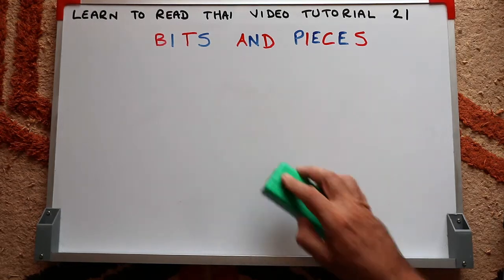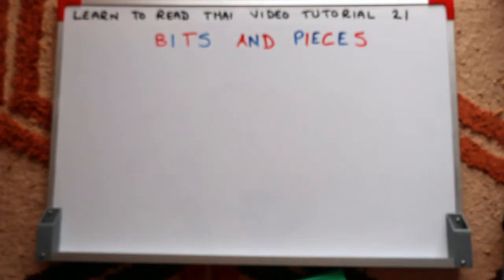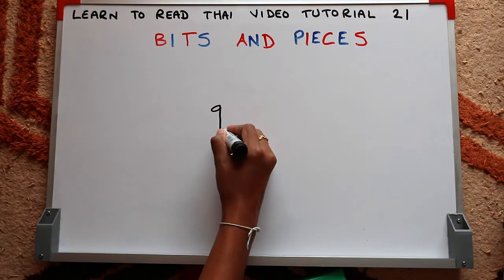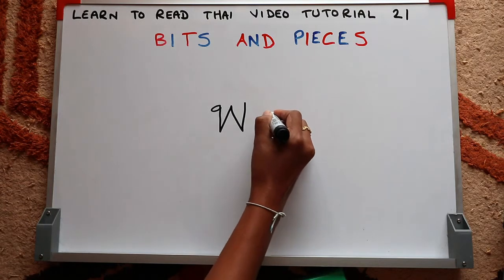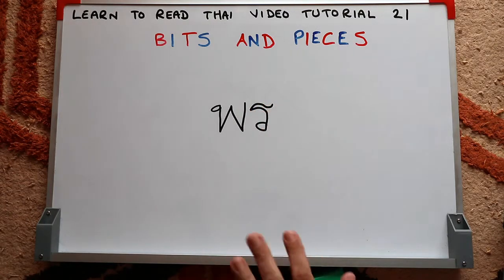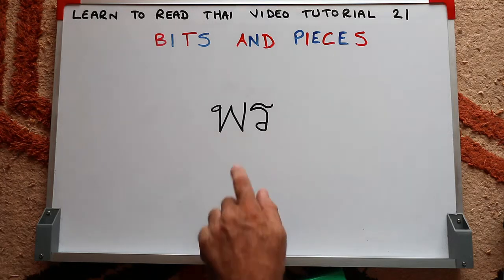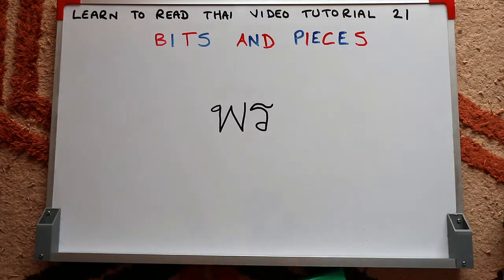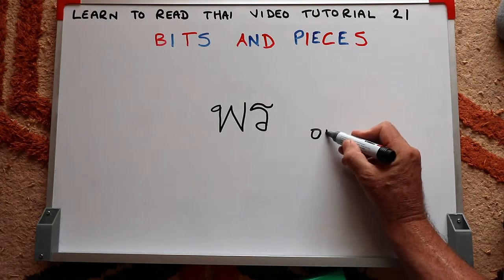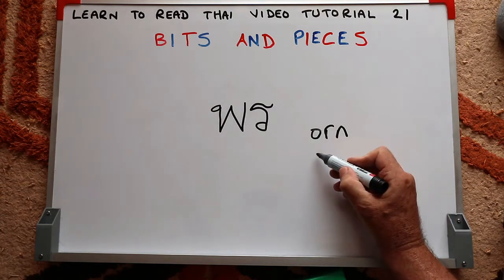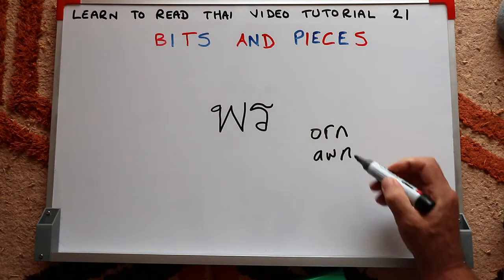However, what you see sometimes, get Pom to write another word for you. You sometimes see a consonant followed by the ro with no vowel, just these two consonants. And when it's written like this, the sound is a kind of on sound. Now, certain Farangs will argue whether it's an ORN sound or an AWN sound.